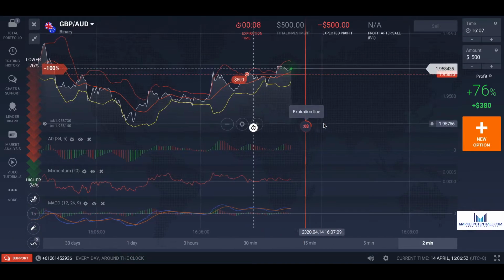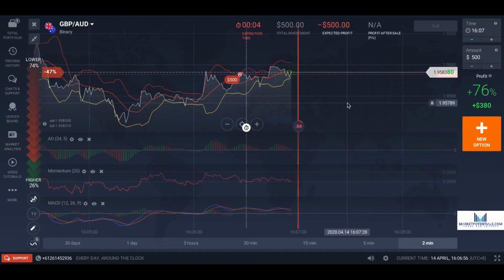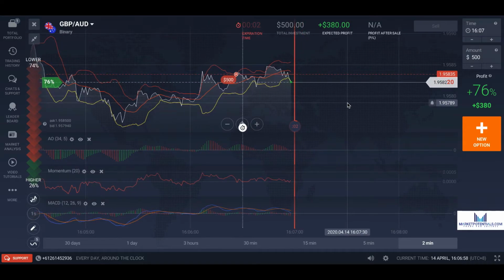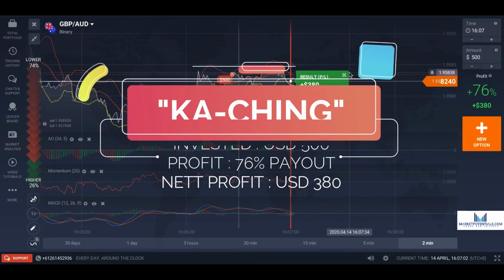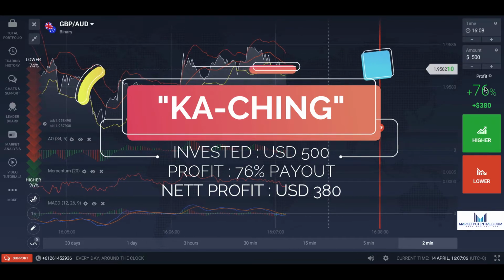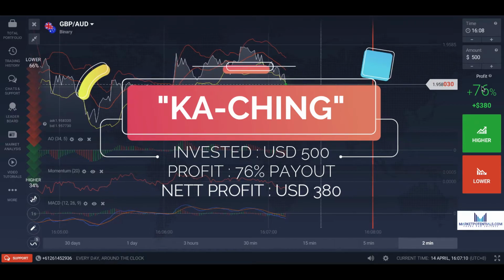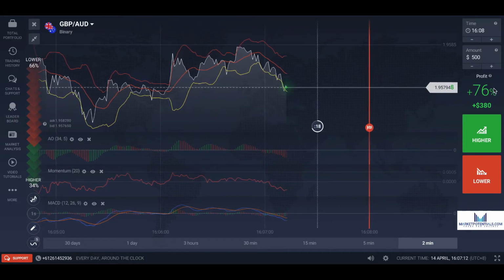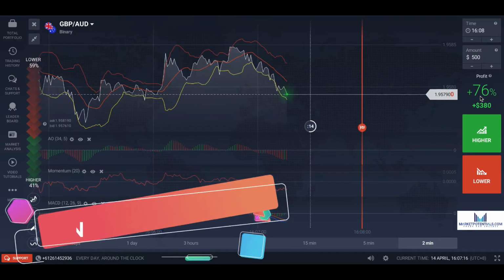Unfortunately, it's gone up a little bit now. But let's see, I've still got just under 10 seconds left to see if the trade's going to pan out my way. Yeah, it looks a little bit close there, but I think I'll have it my way. And there you go, $380 in the bank. Now that's $380 profit on an initial investment of $500. So I just made 76% of my initial amount.